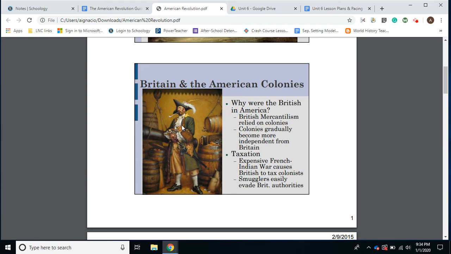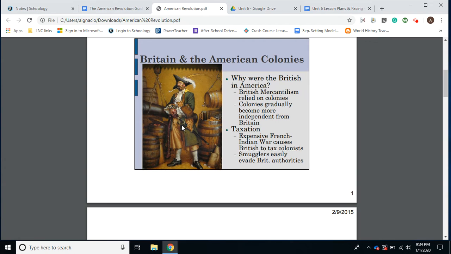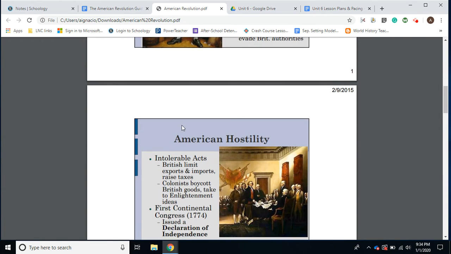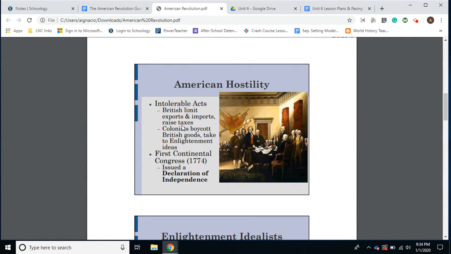And so as taxation increases, smugglers are easily able to evade British authorities and smuggle goods into these colonies in the Americas, because the taxation on British goods was so high that people wanted to purchase goods from other countries. It ended up being a lot cheaper for colonists to sometimes purchase goods from other countries instead of purchasing British goods because, again, the taxation was incredibly high. So it creates hostility between the colonists and the British government.